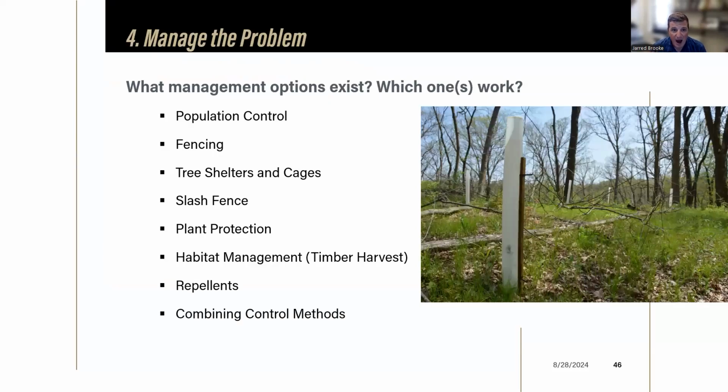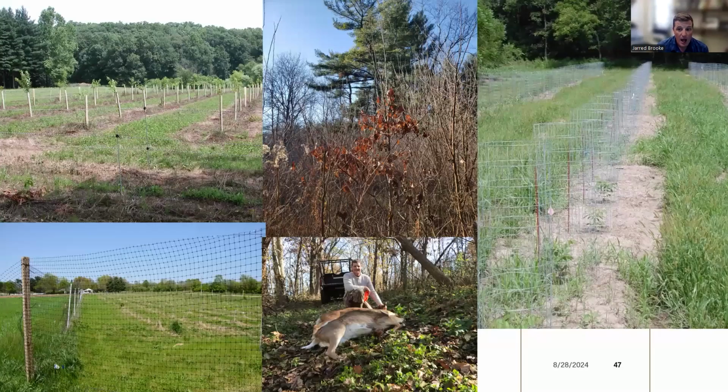So once we've monitored the problem and identified if deer are an issue, we think about what management options exist and which ones actually work. So we have things like population control, so hunting, fencing, tree shelters and cages, slash fences, plant protection, which is that plant facilitation, habitat management, repellents, and then you can also combine methods. This is just an example of several of those methods that we've already covered.